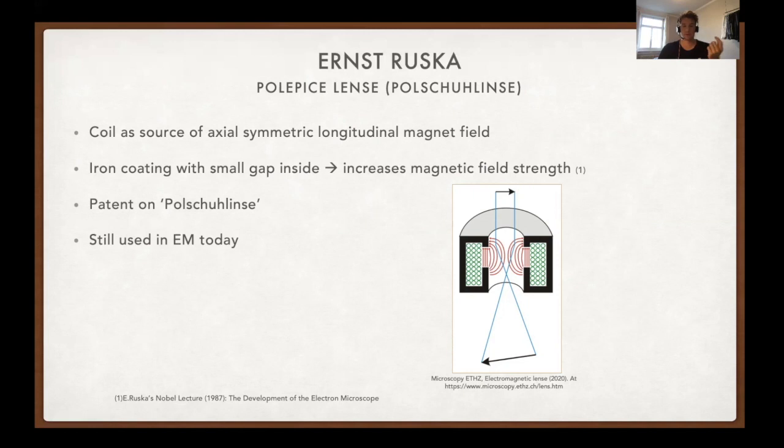Now, if you have an electron beam coming from the top, passing in vertical direction through your coil, it gets deflected by the magnetic field, the same way as light rays get deflected when passing through an object. So Ernst Ruska got the proof that magnetic lenses exist. He made further improvements on his iron-coated coil and patented it some years later. He called the lens the pole-piece lens, or Polschuhlinse in German, and these are still used today in modern electron microscopes.